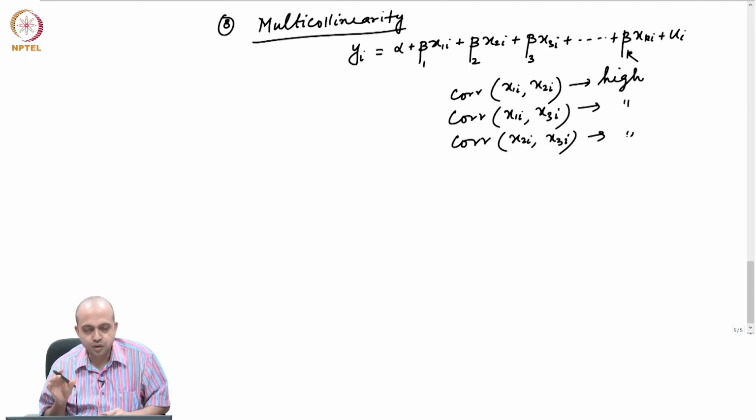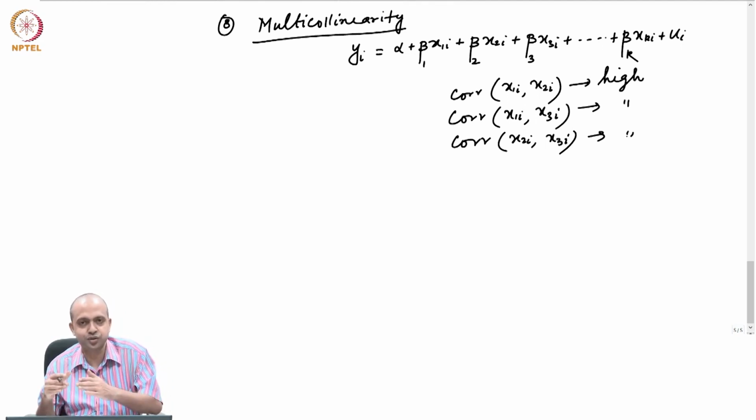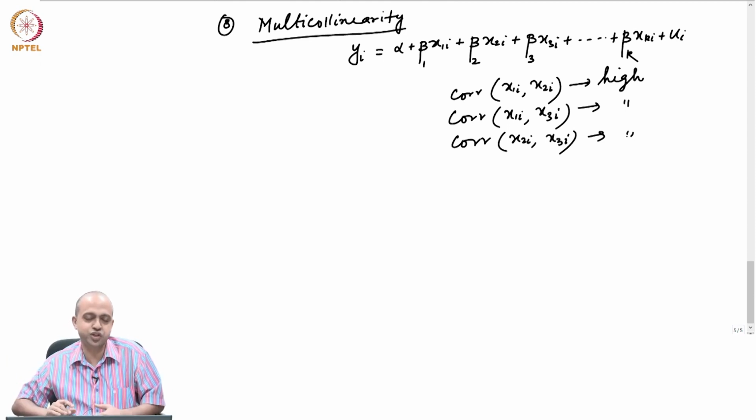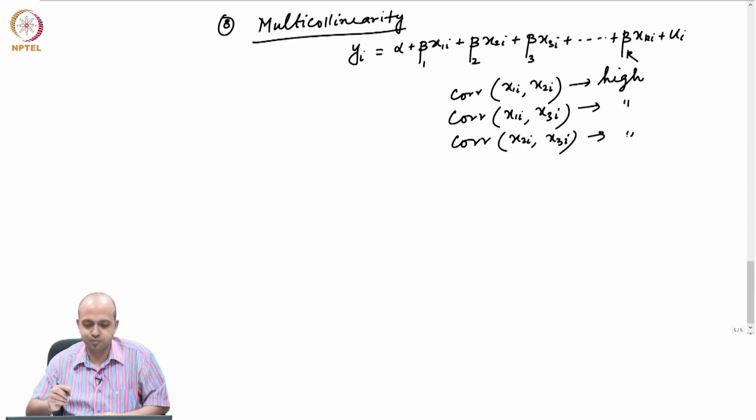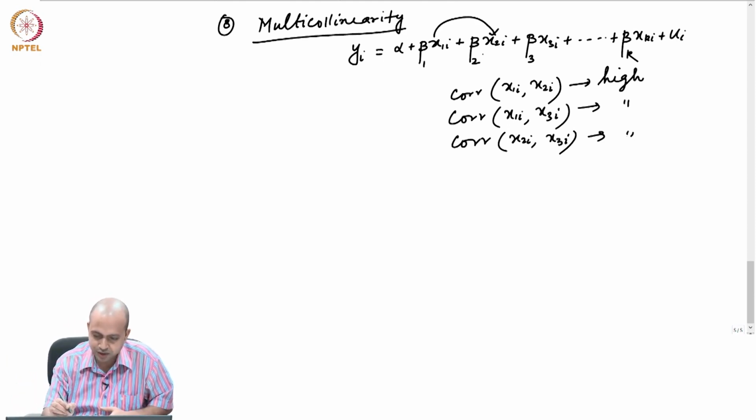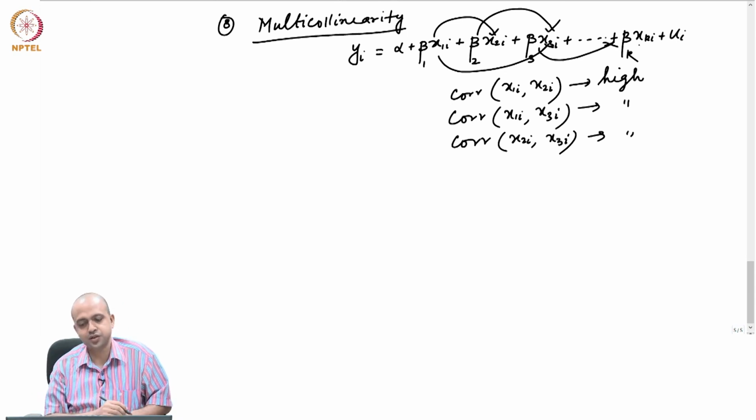Collinearity means a perfect linear relationship, and multi means multiple such perfect linear relationships: between x1 and x2, that is one relationship; x2 and x3, that is another; or x3 and xk, that is another. So we have perfect linear relationships, and the number of such relationships is multiple. That is why it is called multicollinearity.